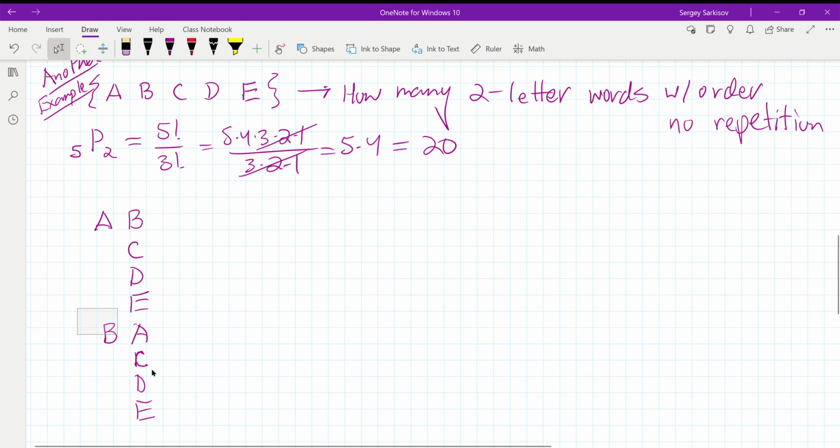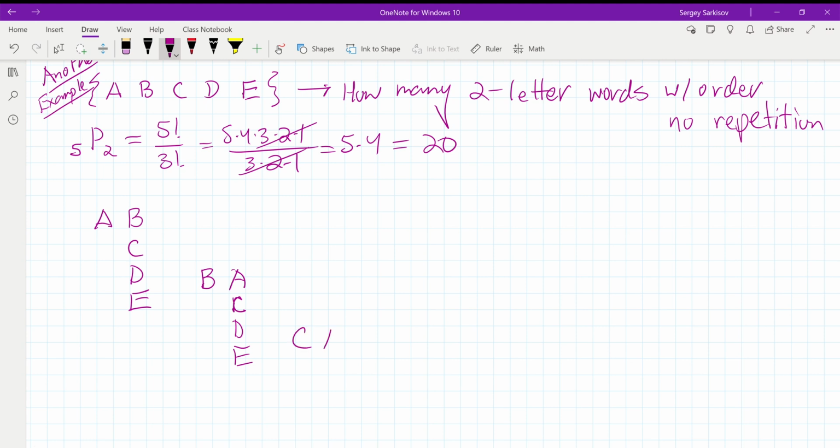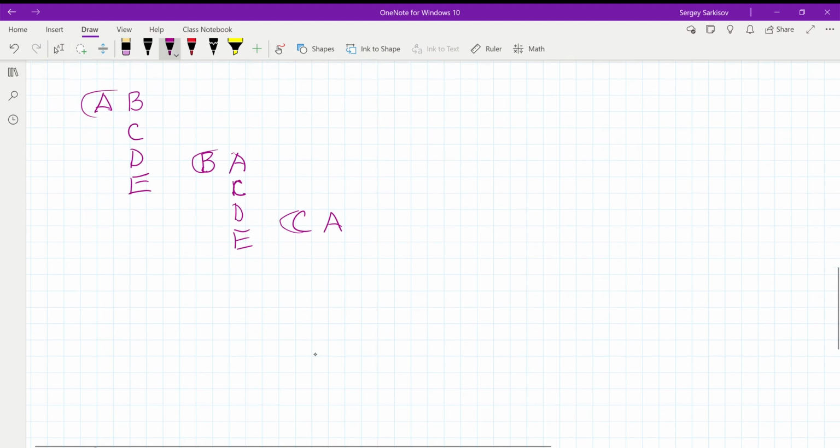Let me actually do this diagonally. And then we have this. That was actually E, right? DE. And then B, A, C, D, E. And then C, A. So we have the first letter of this one. Just make sure you can visualize it on one page. First letter circled, A, and then B, C, D, E. B and then A, C, D, E. C and then A, B, D, E.